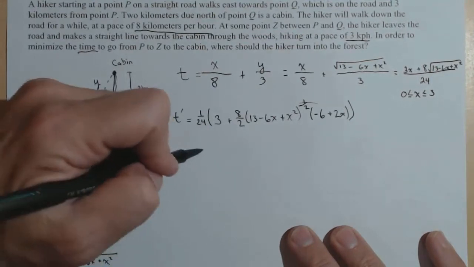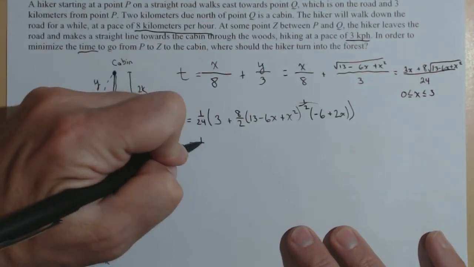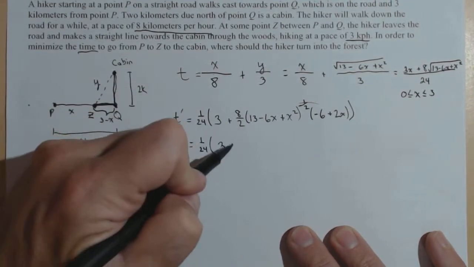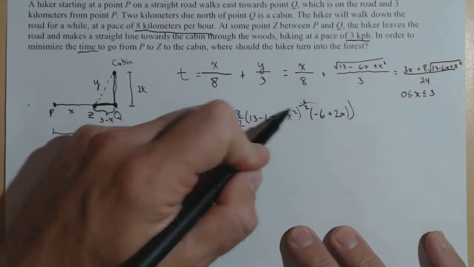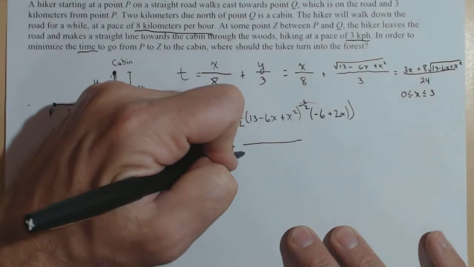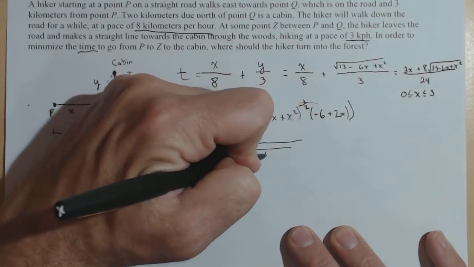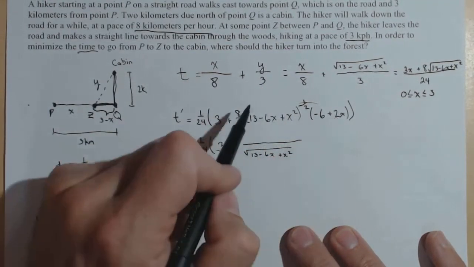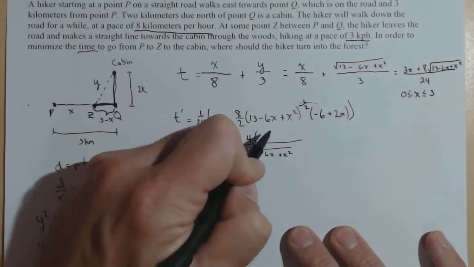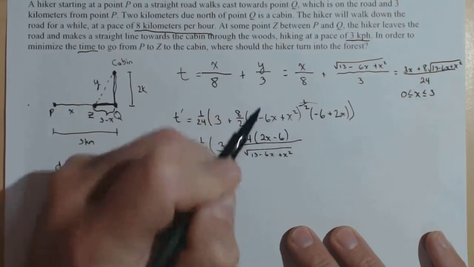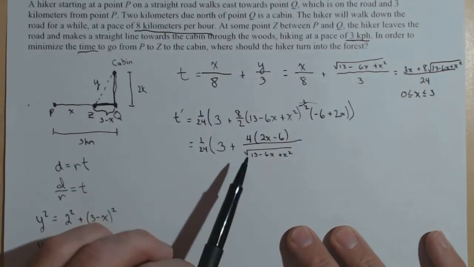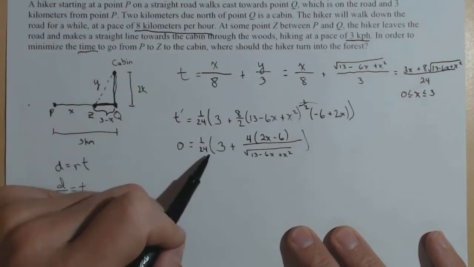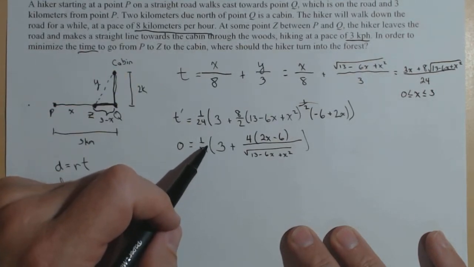Now, we need to figure out where this thing is 0. So I've got the 1/24th, and now inside my parentheses, I'm going to simplify a little bit. 3 plus 8 over 2 is 4. This is all going to the denominator, the square root of 13 minus 6x plus x squared. In the numerator, I'm going to change the order on this. I've got 4 from the 8 halves, and I'm going to write this as 2x minus 6 instead of negative 6 plus 2x. So that is going to get set equal to 0. Now the 1/24th isn't going to make a difference with the 0.